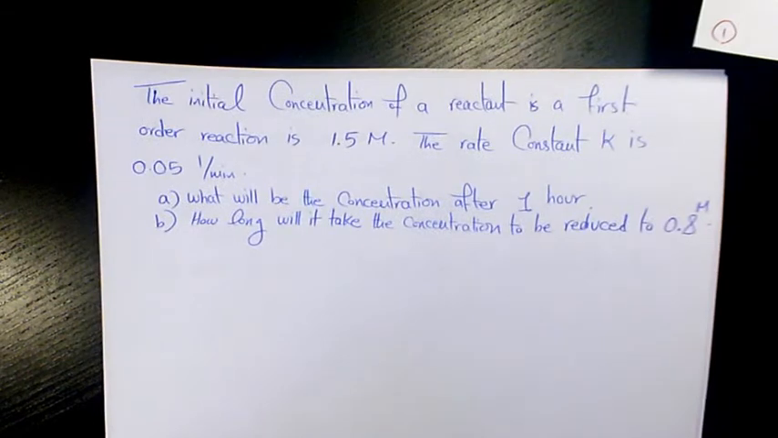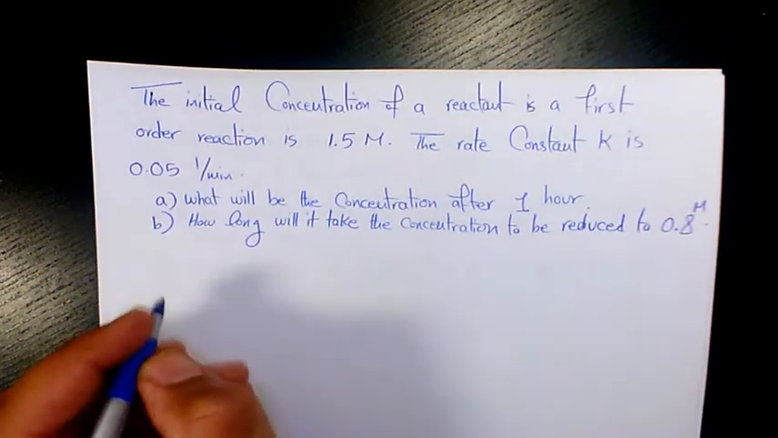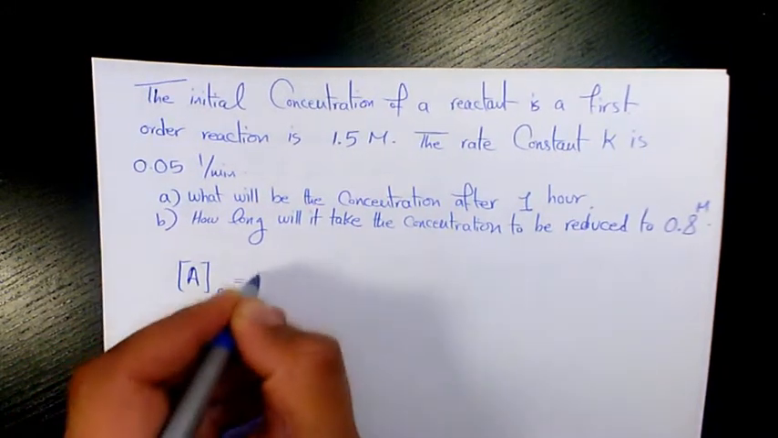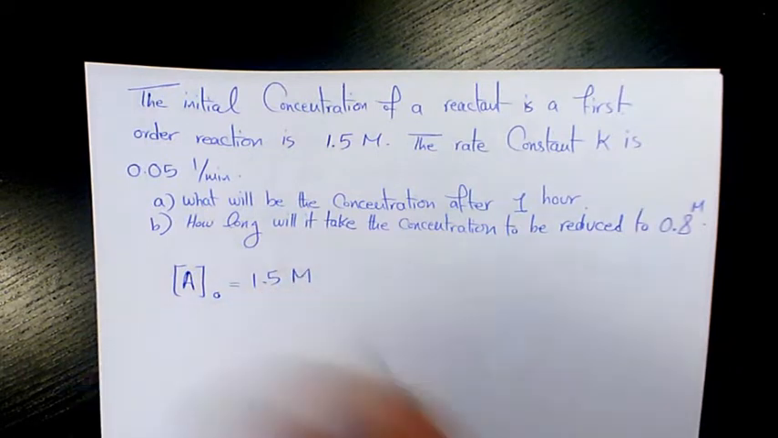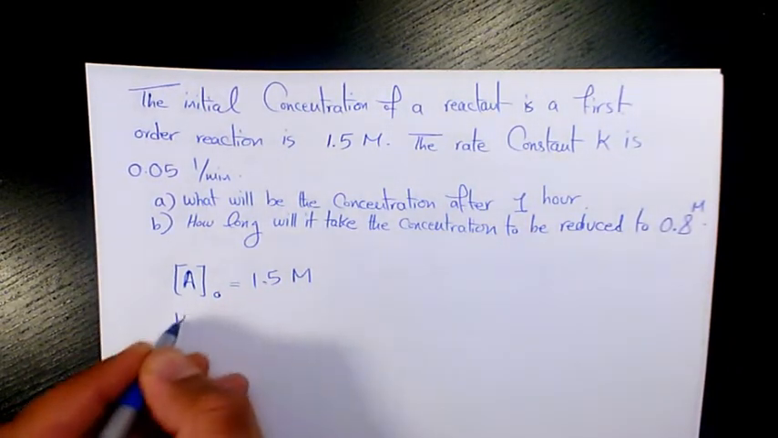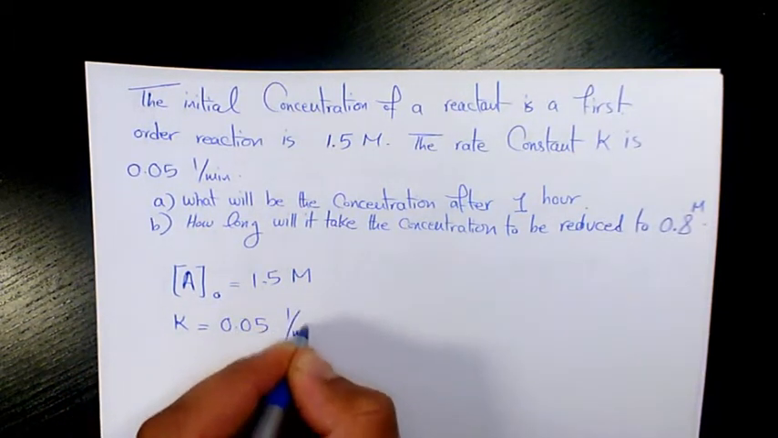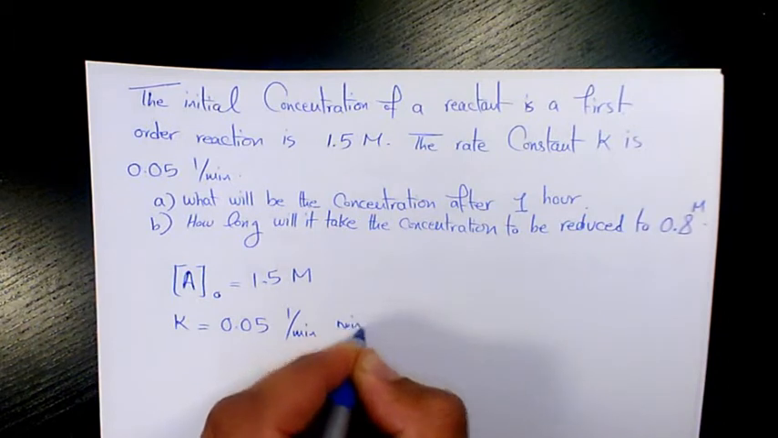The first example says the initial concentration of the reactant in a first order reaction is 1.5 molar, which is mole per liter. So [A]₀ is 1.5. The rate constant k equals 0.05 per minute, or minute to the power of negative 1.